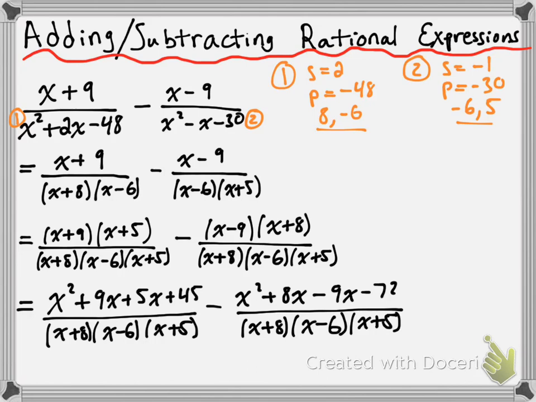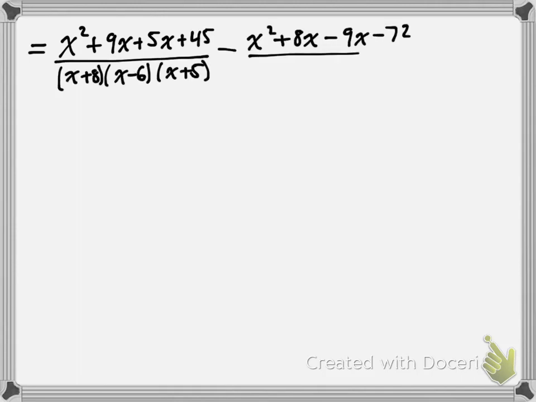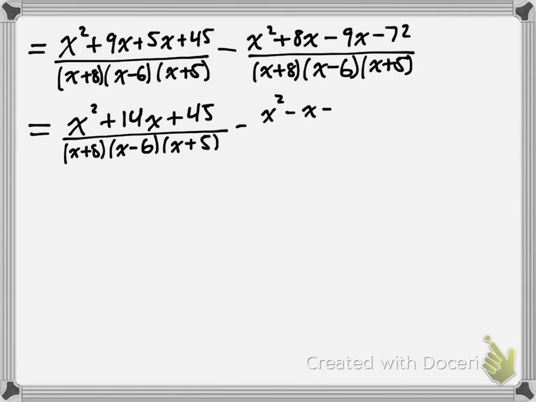Okay, so I'm running out of space on this page, so let me just create a new page and add in this same line. So this is the line that we just wrote down. Okay, so x squared plus 9x plus 5x plus 45 over the common denominator minus x squared plus 8x minus 9x minus 72 over the common denominator. Okay, at this point we have some like terms that we can combine in both rational expressions. So combining the like terms up top, we get x squared plus 14x plus 45 over the common denominator of x plus 8 times x minus 6 times x plus 5. And in the second one, we're going to have minus x squared minus x minus 72 over our common denominator.